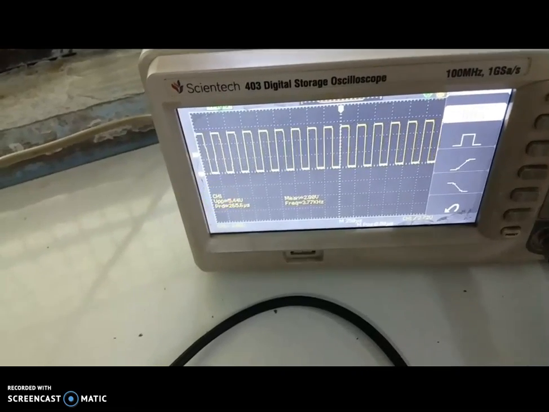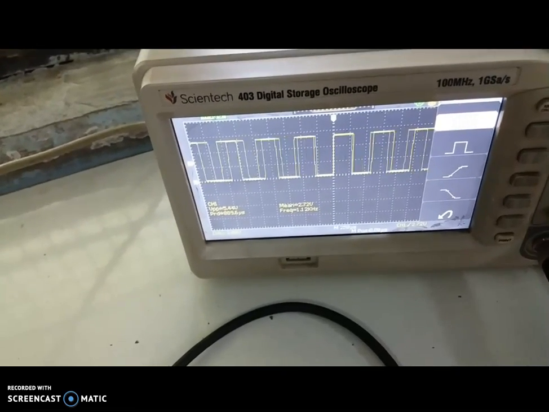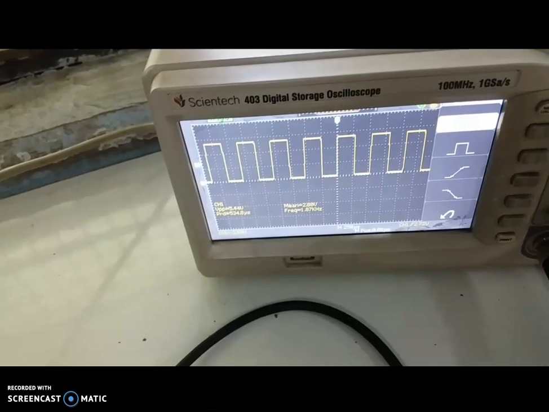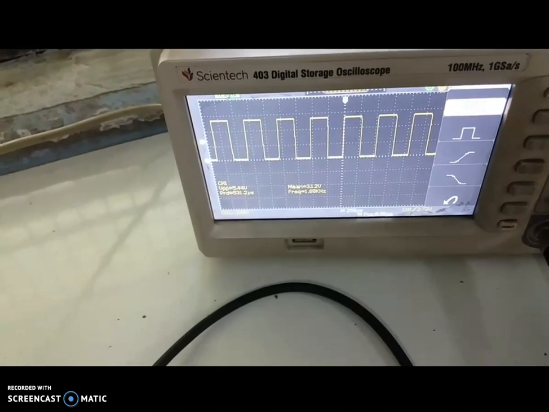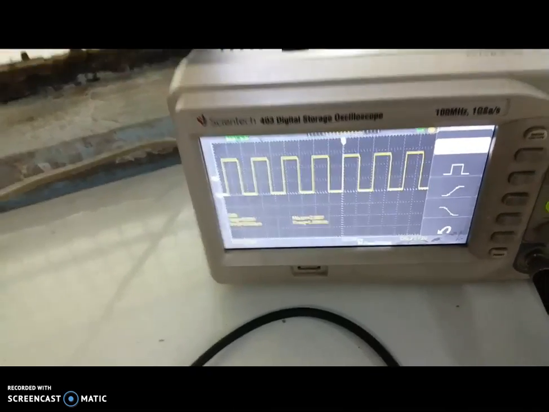You can watch closely. See that one, it varies. That's all, the total time is varying. What is the total time? Total time means one cycle. One cycle means on time plus off time. That is called one cycle. So the total cycle varies, and that is called frequency modulation.